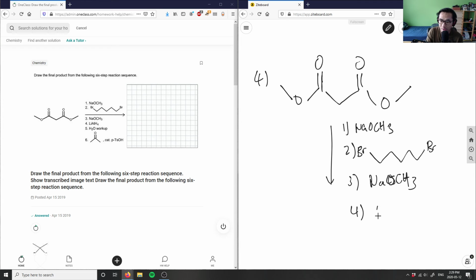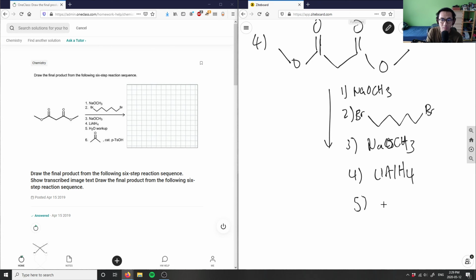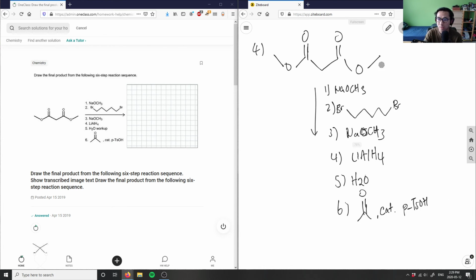Step 4 would be a lithium aluminum hydride oxidation, or sorry, reduction. Then water, and then some type of ketone with a tosyl group as our catalyst. Okay, so we have a lot of steps here, so we have to break this down. And actually, for the sake of time, I might just look at the solution to verify that the solution exists, and then work our way back.